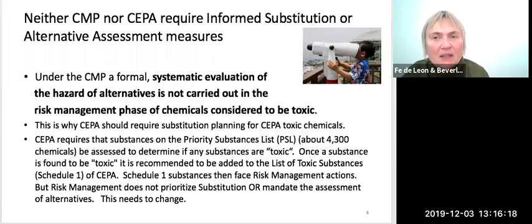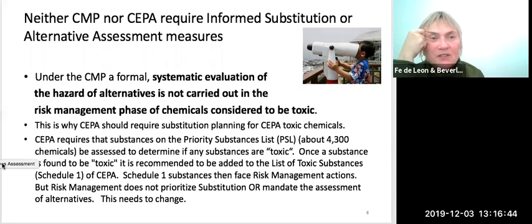And this is important, I believe, because neither the chemical management plan nor SEPA actually requires informed substitution or alternative assessment measures. I can't underscore this enough as a problem that really needs fixing.